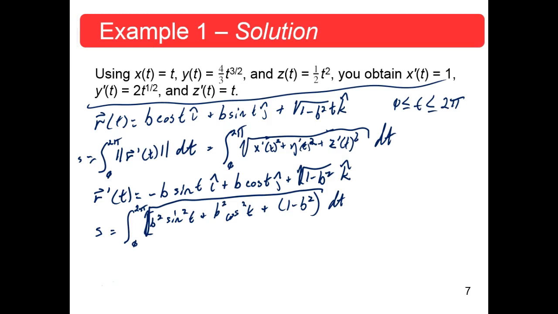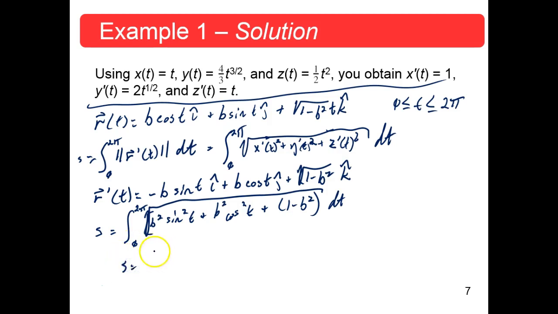Since sine squared and cosine squared is 1. Yes, that's exactly our next step. This will factor out b squared, b squared times 1, plus 1 minus b squared. The b squared is going to 0, and that leaves you just 1. The square root of 1 is 1, okay?